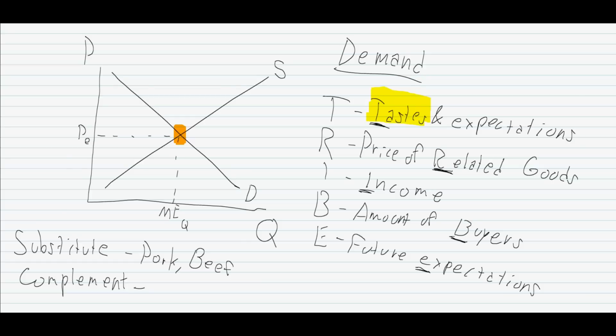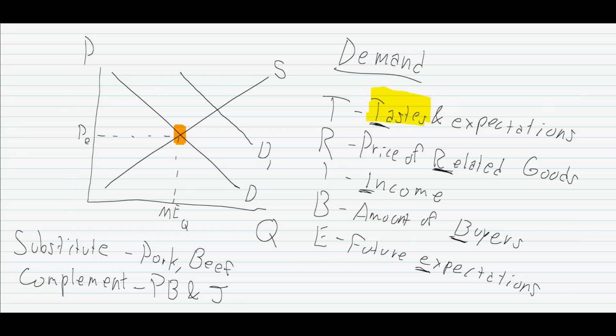Complements, on the other hand, are things that go together, like peanut butter and jelly. If the price of peanut butter goes up, then you're going to want less peanut butter, and you're going to want less jelly because usually you use those two together. So if the price of peanut butter goes up, demand for jelly will go down, because now that you want less peanut butter, you're going to want less jelly too. If the price of peanut butter decreases, that means you can buy more, you're going to want more jelly too, and the demand for jelly will increase.